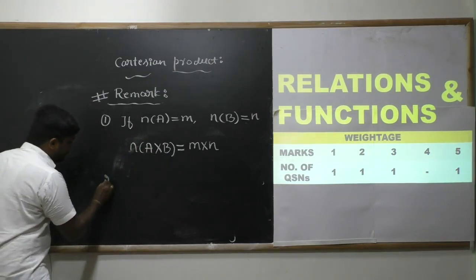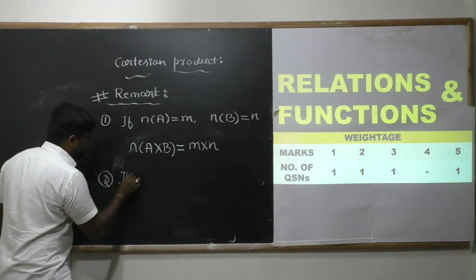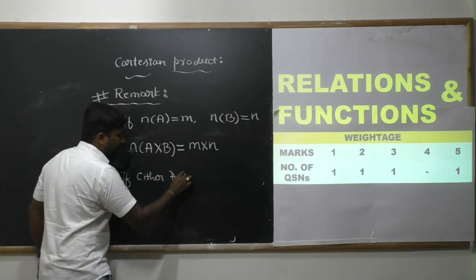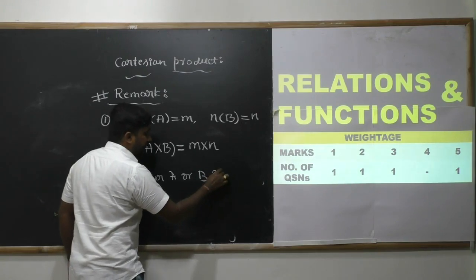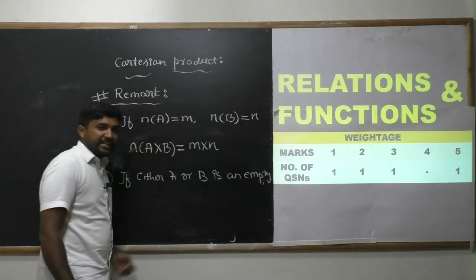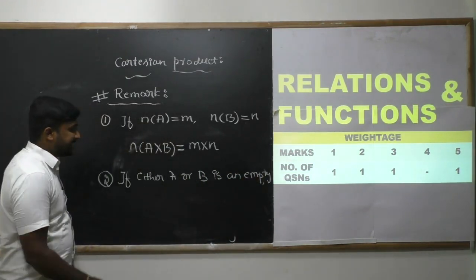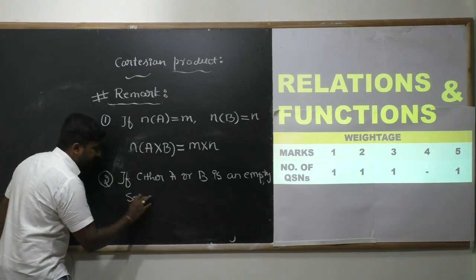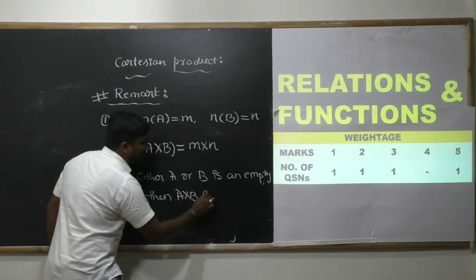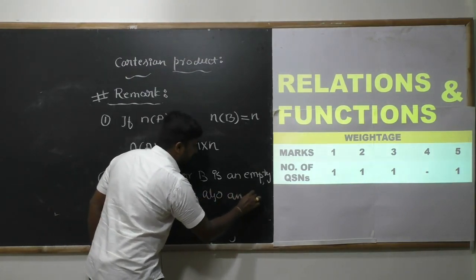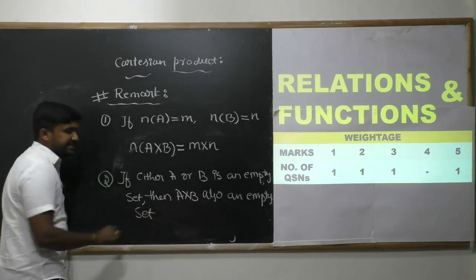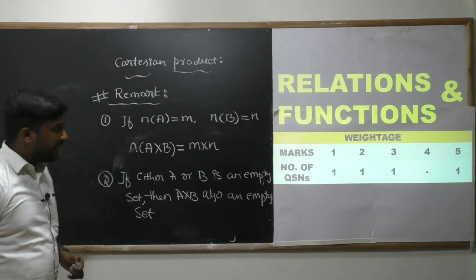Second, if either set A or set B is an empty set, then A cross B is also an empty set. This is the second remark about A cross B.